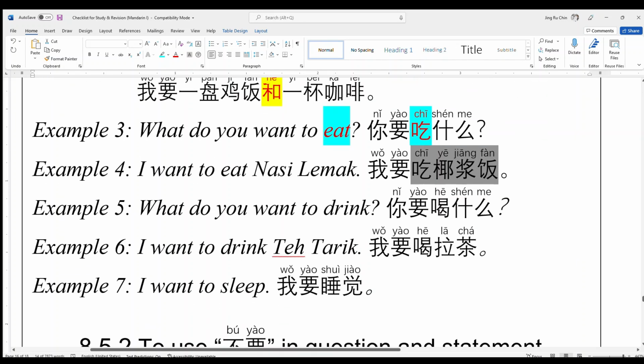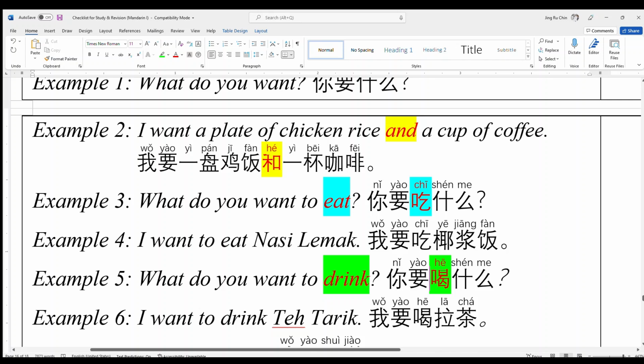Now, since we already talked about eat, now we are going to talk about drink. So drink in Mandarin, this is also an action, right? The Mandarin for drink is he, first tone, he.